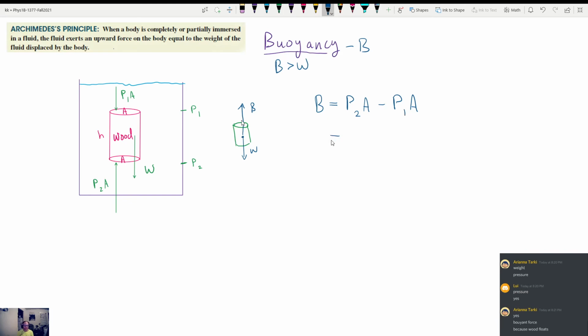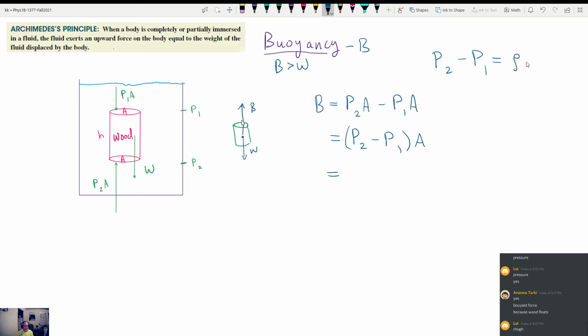But if we go into more detail with this and we rearrange it to write it like this, P2 minus P1 multiplied by A, we can take P2 and P1 and say, wait a minute, we got a formula for what that's equal to, right? What was P2 minus P1 equal to? If I go down to the height H, so that's rho GH, exactly. From our variation of pressure with depth equation, that's rho GH, so let's plug that in here.